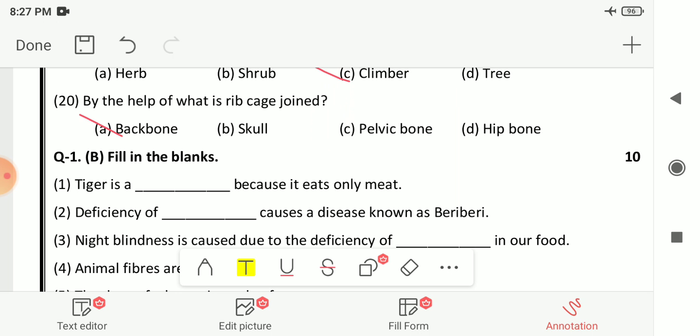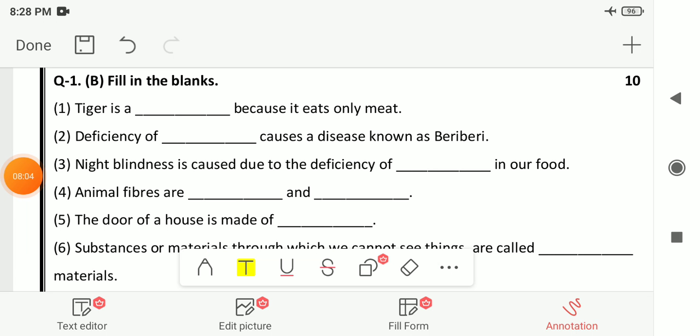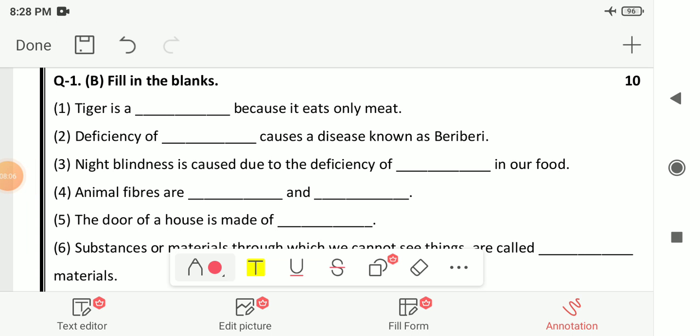So here our first question 1A, that is choose the correct options, gets over. Here the answers for these questions, or you can say MCQs, are given to you. You can check your answers from here. Now next question is question number 1B.